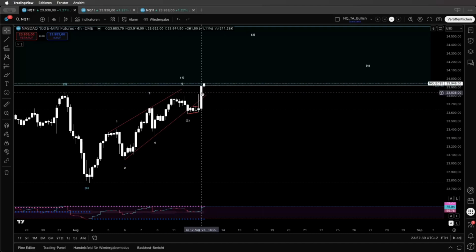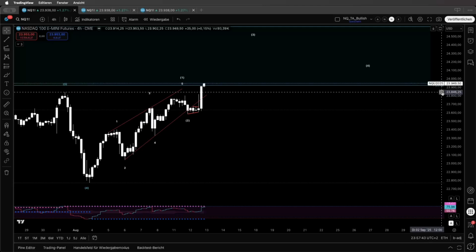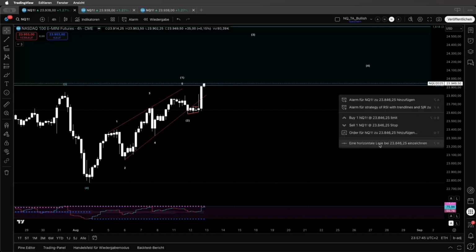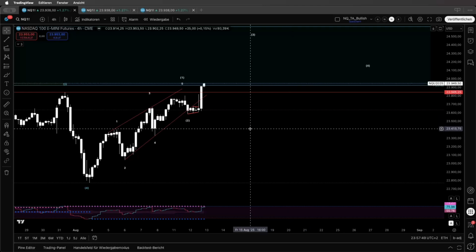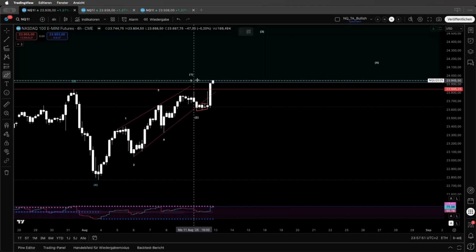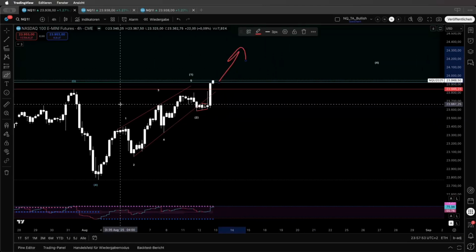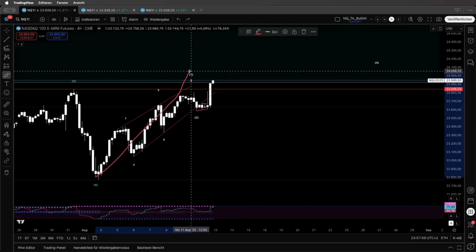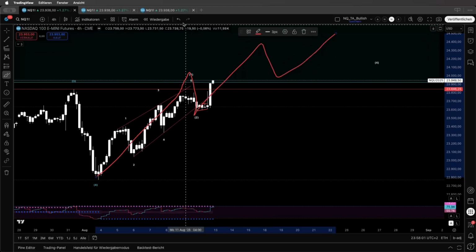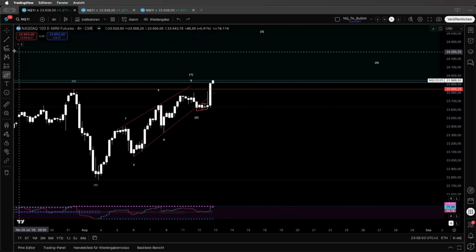And as long as we're staying above, I can make a red line here so that we know that. As long as we're staying above 23,846, the doors to higher prices are open. And if this is the wave 2, it just needs to go now, okay? Because we have a wave 1, 2, 3, 4, 5, and so on. This should build to the upside right now.